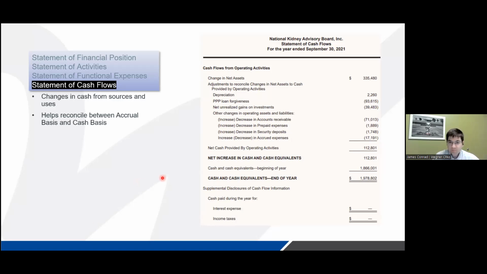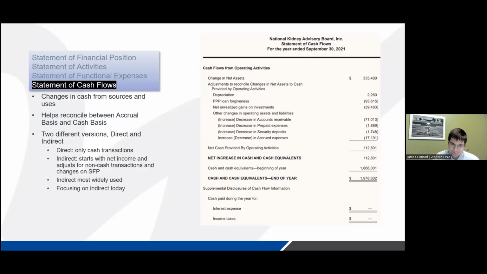And it can be incredibly useful for companies whose operations seem to be a little bit more difficult to understand. There are two different versions: the direct and indirect method of creating this report. The direct only utilizes the cash transactions. The indirect starts with net income and adjusts for non-cash transactions and changes on the statement of position.